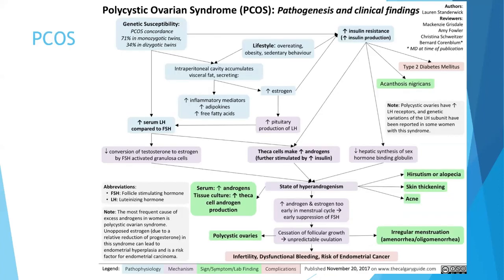So this is the pathogenesis and clinical finding of PCOS. Due to the genetic susceptibility and lifestyle, there may be increase in the insulin resistance, and there can be intraperitoneal cavity accumulation of visceral fat, secreting estrogen and inflammatory mediators. Now, due to the genetic susceptibility, there can be increase in the serum luteinizing hormone compared to the follicle stimulating hormone. And it can be also due to the increased estrogen through the intraperitoneal accumulation of visceral fat, which can ultimately stimulate the pituitary production of LH. So there is LH to FSH ratio disproportion.